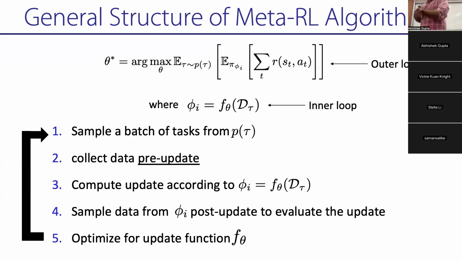Okay. This makes sense overall? There's an inner loop, there's the outer loop. You can think of the inner loop as modifying your policy parameters, and your outer loop as modifying your update rule, right? The outer loop will modify the update rule. Every modification of the update rule will affect the inner loop, because the inner loop is just running f theta.